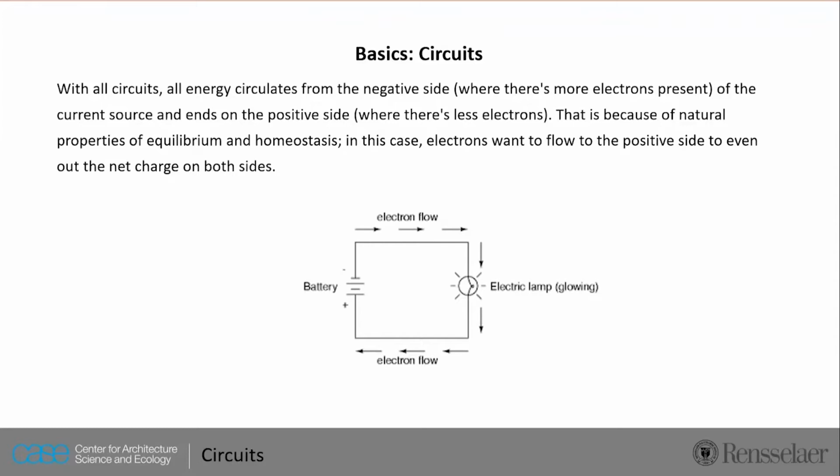Electrons want to flow to the positive side to even out the net charge on both sides. So that's why batteries pretty much run out of power eventually, because the electrons are essentially neutralizing the charge that's contrasted within the battery. That's why batteries have a negative side and a positive side.